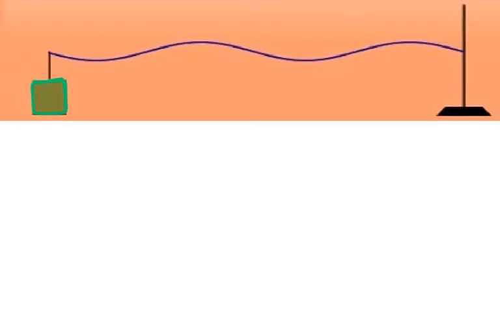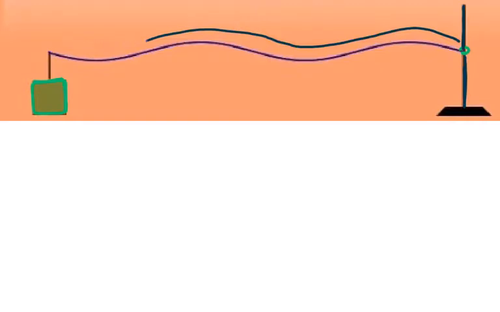If on the other side the handle right there is not fixed and is free to move, then when the wave is reflected from the stand on the right side, the wave is going to follow the same direction.